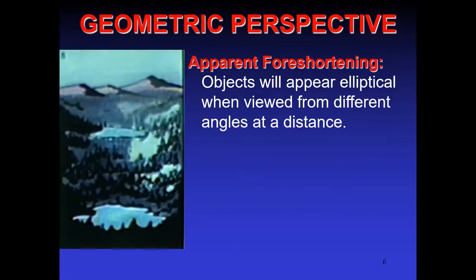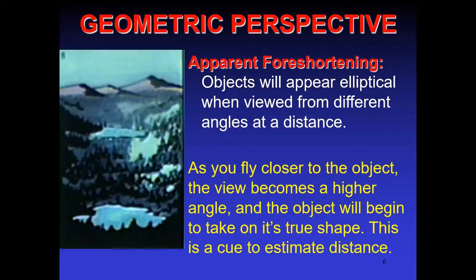Next is apparent foreshortening. Objects will appear elliptical when viewed from different angles at a distance. In other words, you see these lakes here. As you can tell that the width of the lake is the same, you could tell that very easily, but it appears to foreshorten forward and aft. So you really can't tell how far it is across that lake. It looks like it's elliptical when it actually could be a circular lake. You don't actually find out what its true shape is until you get a lot closer to it, flying over it at a high angle, and then you can really tell what the true shape is. But you can use this as a cue to estimate distance.